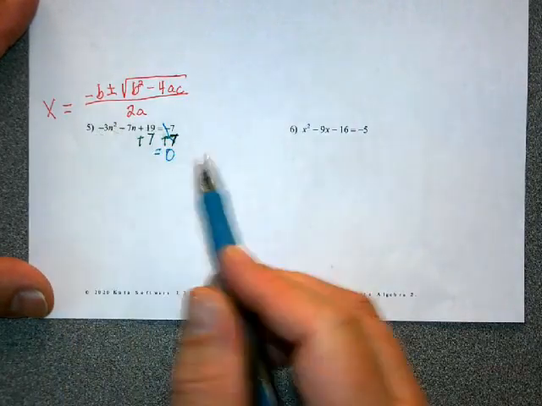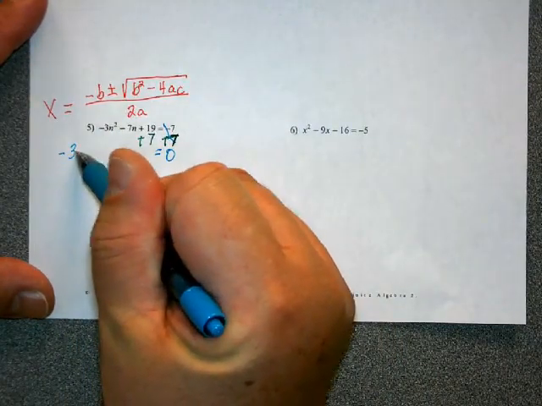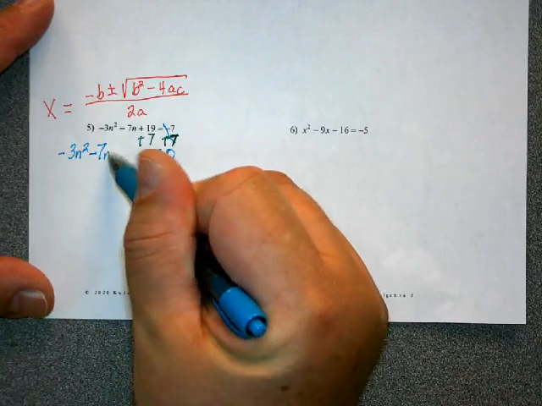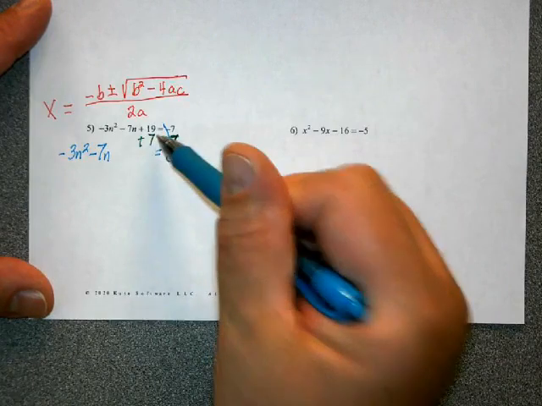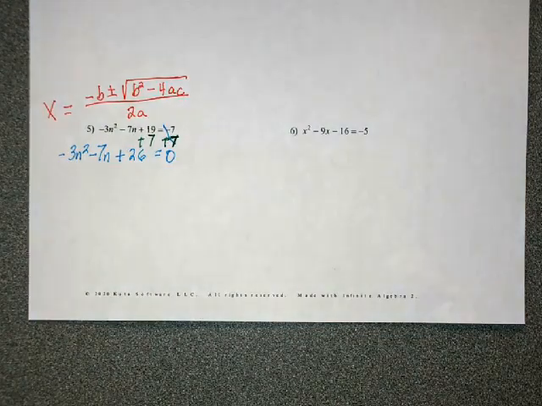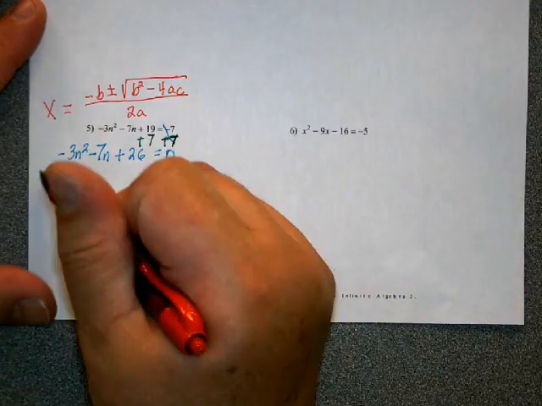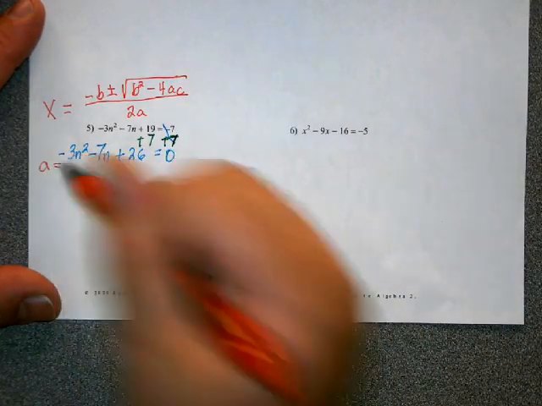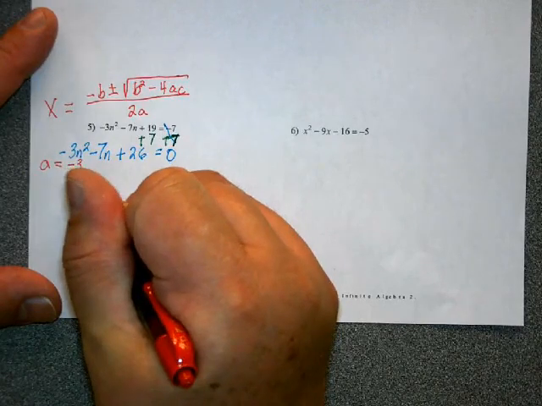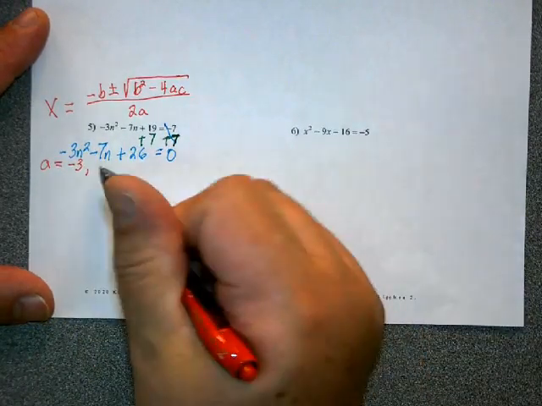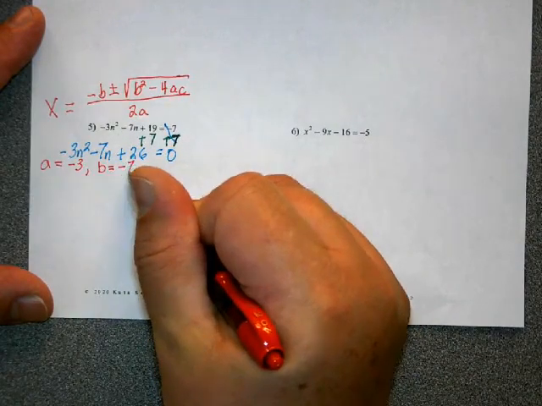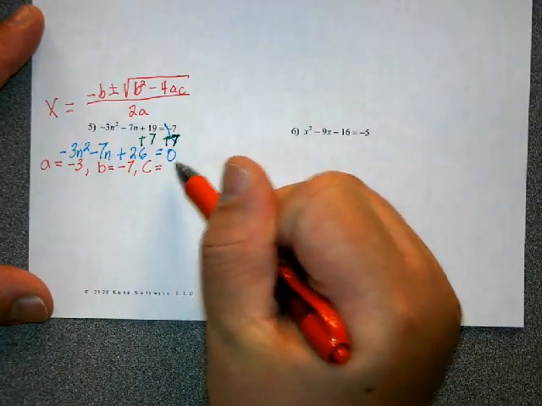All right, so I keep my negative 3n squared. And I keep my minus 7n, right? And then I have positive 19 plus 7 is positive 26. Okay, now that I have a 0 on one side, I'm going to put in my A is negative 3. It's the coefficient of the squared variable, right? Negative 3. My B is the coefficient of n to the first, which is negative 7. And then my C is 26.